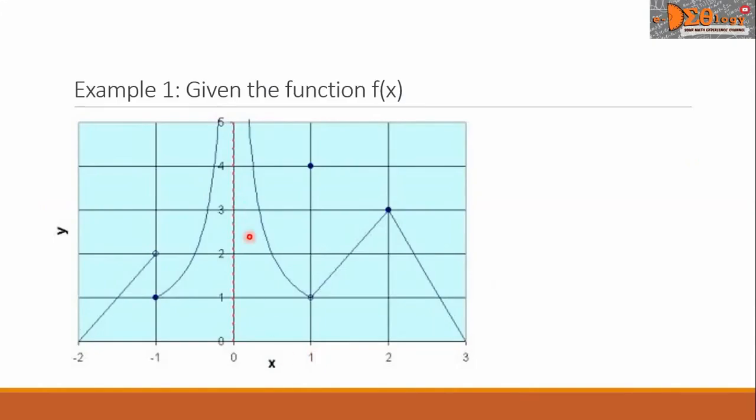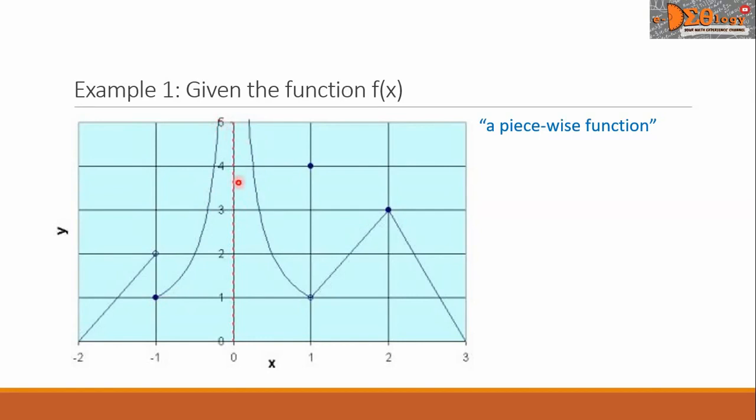Let us see example 1. Given the function f of x, the function is represented by this graph. We call this a piecewise function. This is the first piece. It is a straight line, and at the end is a hole. Another piece is like half of a parabola. It starts from here with a solid dot and it goes up.